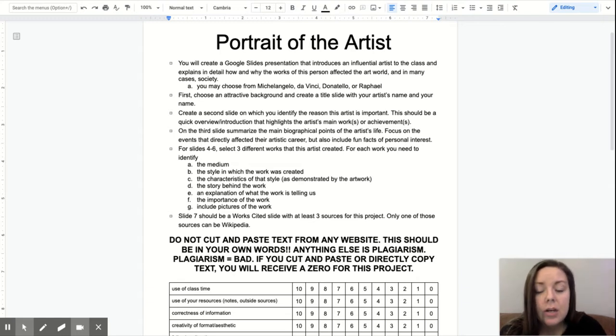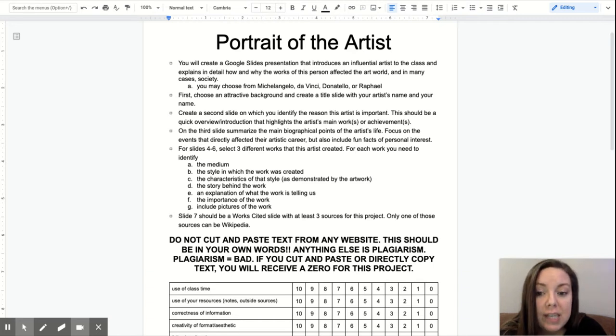On the third slide, you are summarizing the main biographical points of the artist's life. So like when were they born? Were they orphaned or not? Who paid for their art? Where did they live? Did they study anywhere? Any of those main biographical points. You can also include anything that you found in research that was of personal interest to you. So you are going to have to do research outside of the notes that we took on these men.